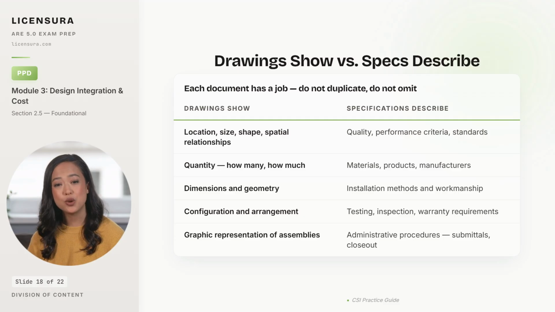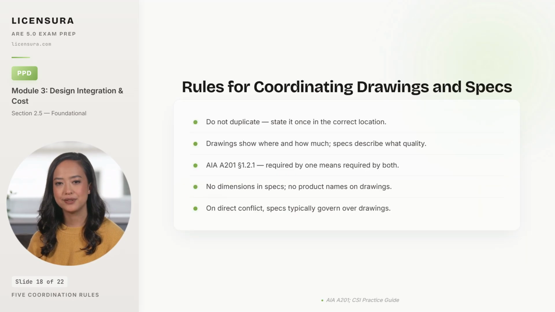Five rules govern coordination between the two. Break them, and you create the conflict you will defend later. These are five coordination rules that prevent the most common drawing versus spec lawsuit. Do not duplicate. State it once in the correct location, because every duplicated fact is a conflict waiting for one of the two documents to be revised.